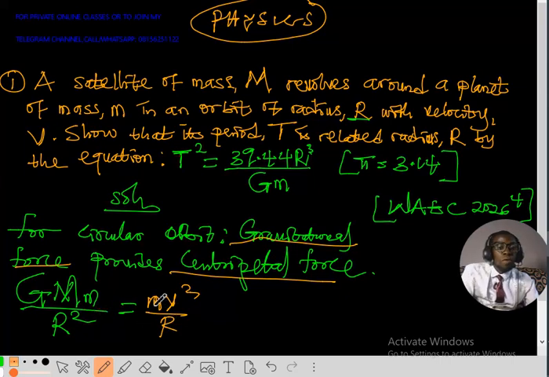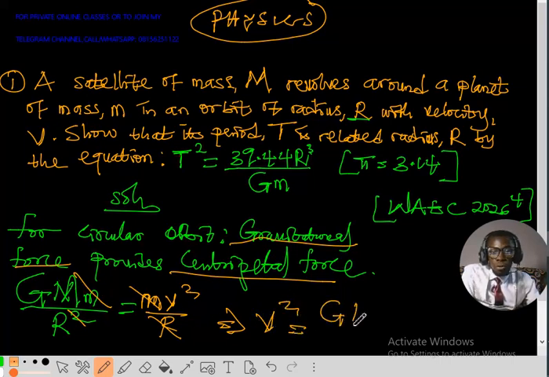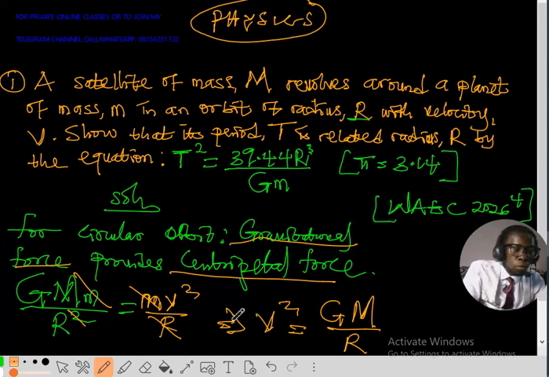Once we have this, the mass m cancels, and one of the r's cancels, which gives you v squared equals G capital M over r. This is the velocity, now the speed. Let's proceed to the next page.